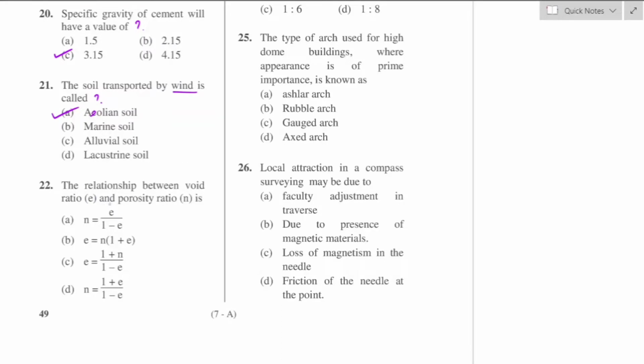Question number 22. The relationship between void ratio and porosity is: we know that void ratio is the ratio of porosity divided by 1 minus porosity, and porosity is equal to the ratio of void ratio divided by 1 plus void ratio. So void ratio is equal to porosity into 1 plus void ratio. So the right answer is option B.